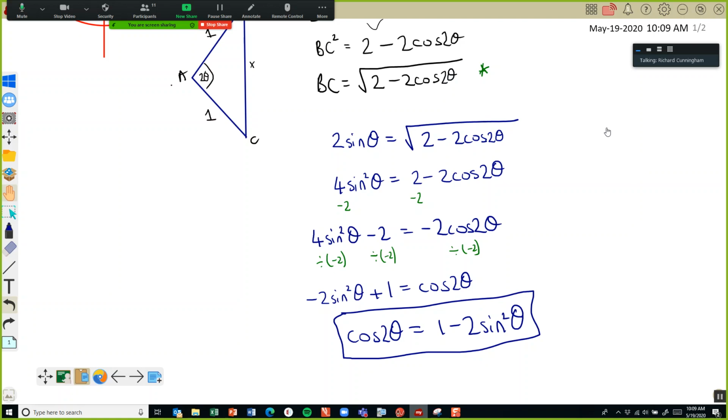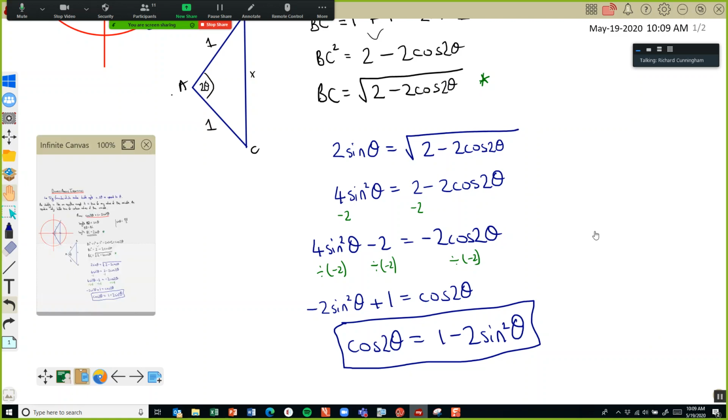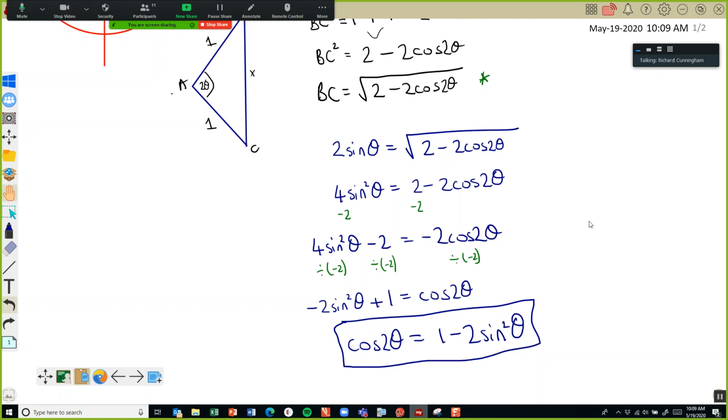You know, it's nothing too crazy. It's just using the trig formulas, it's using the cosine rule, and then it's just a little bit of algebra to manipulate these things. Now the other formulas, I'll just write them down for you, and then I'll let you go and do some practice on this.